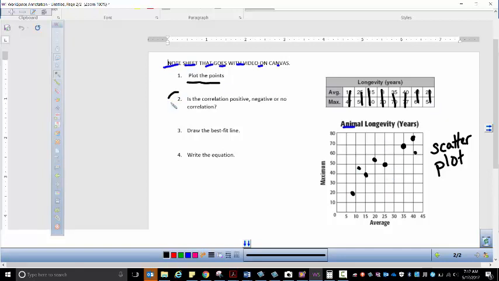Now question 2 says, is the correlation positive, negative, or no correlation? Well, looking at that, hopefully you see that it's positive because it's going up. So you're going to write positive correlation. The correlation is positive.